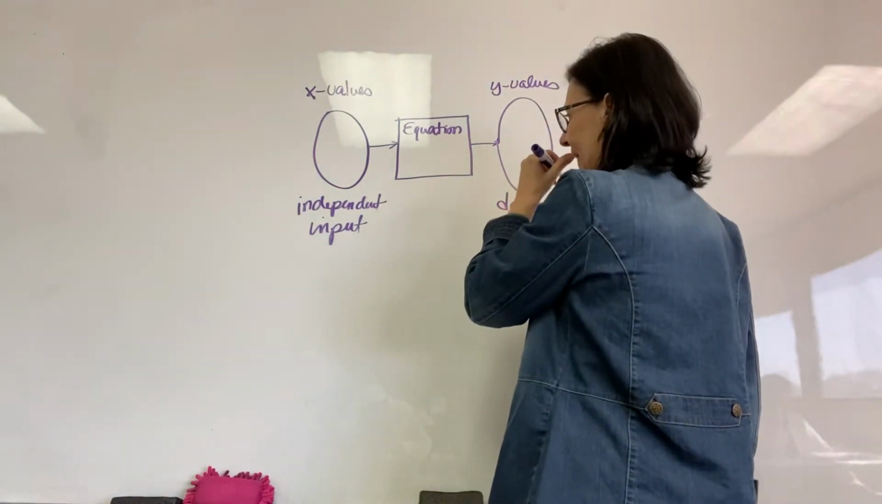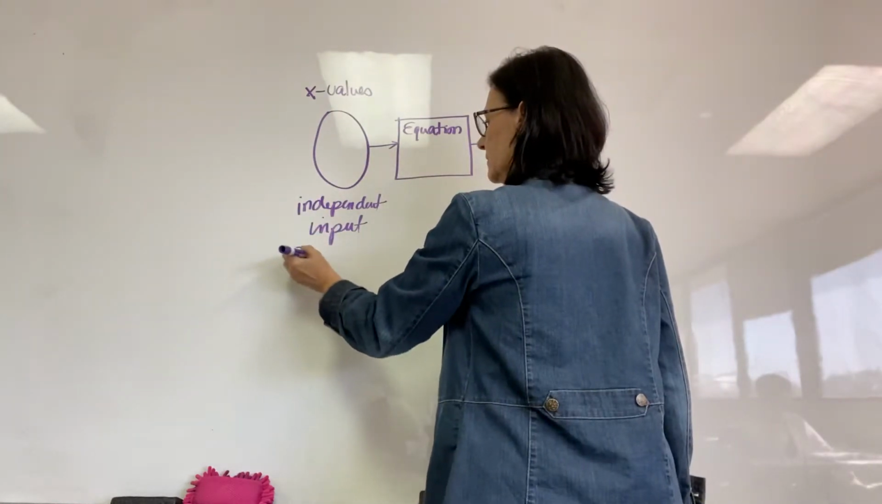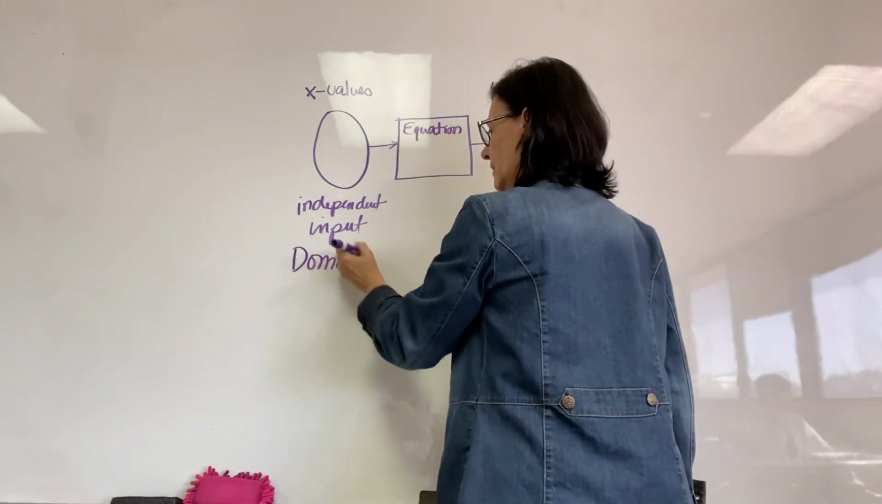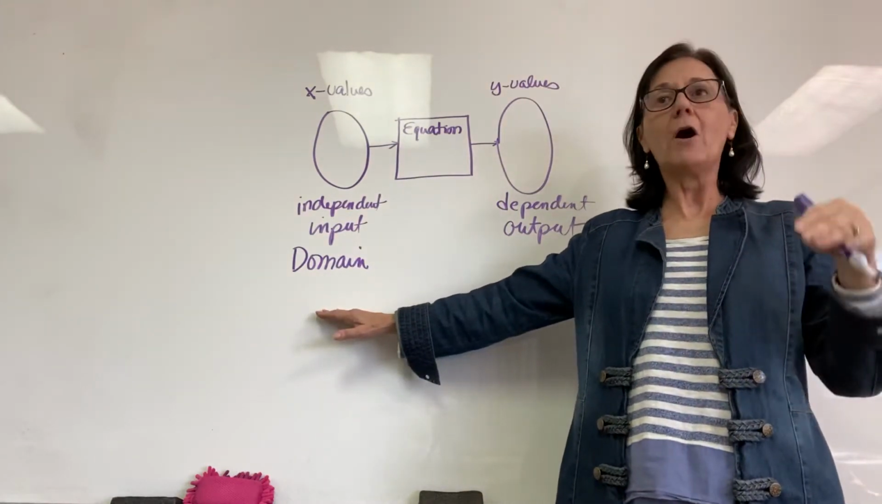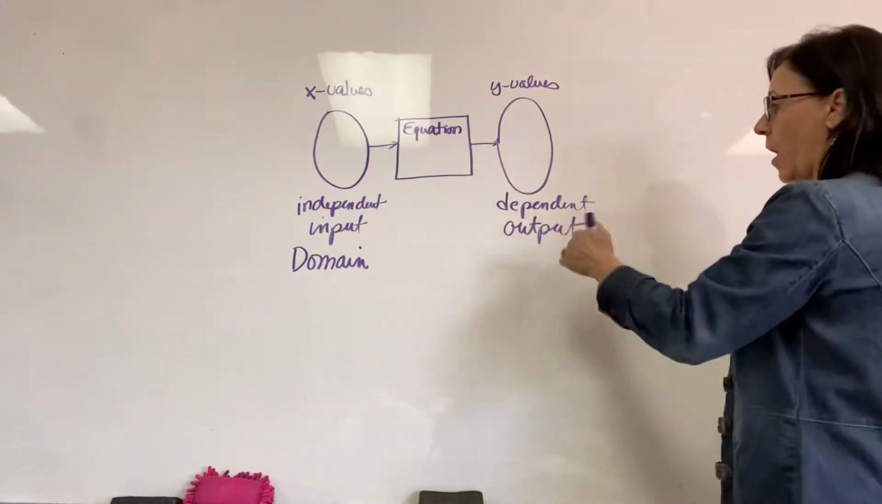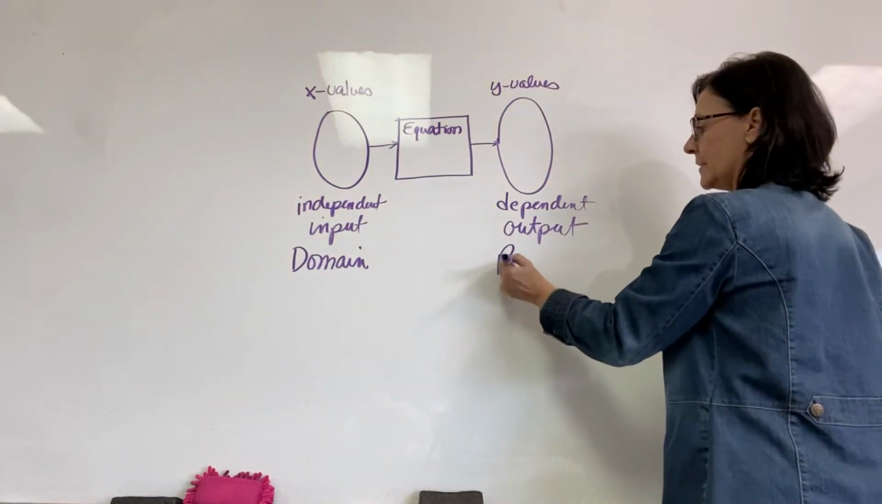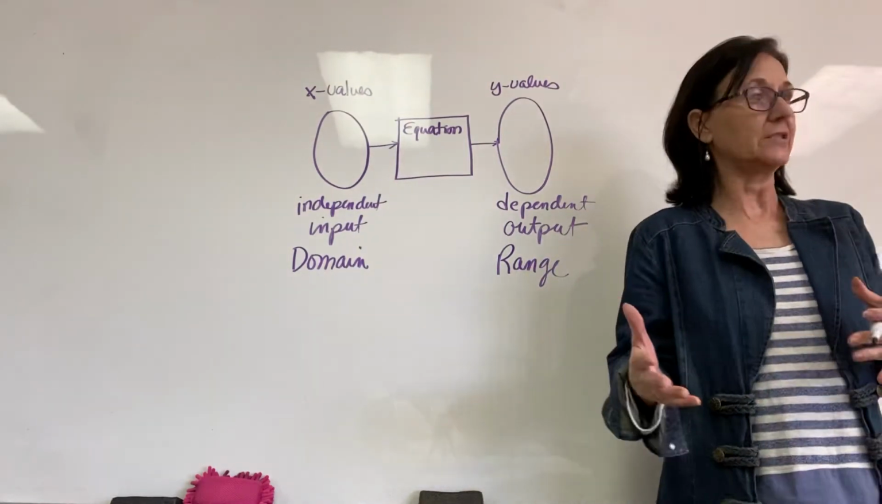All right? My x values are also my domain. We talked some about domain. Domain is all the possible x values. The y values, that's my range. It's all the possible outputs for a function.